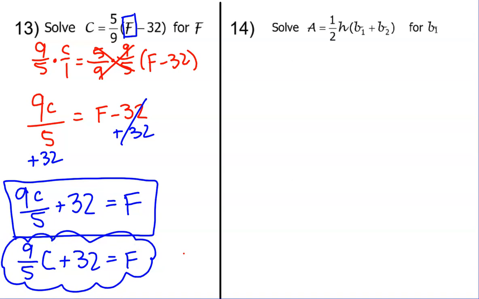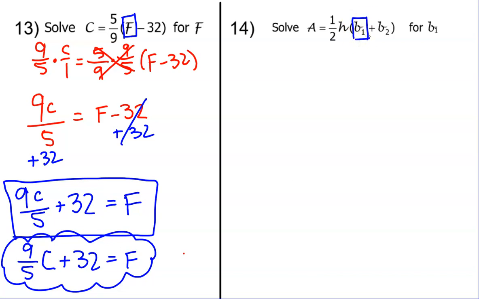Okay, you've made it to the end. Last one. Area is what this one is for. It looks like it's an area for a trapezoid. You get to do that in geometry. 1/2 H times B1 plus B2. All right, it wants me to solve for just B1, which is this guy right here.